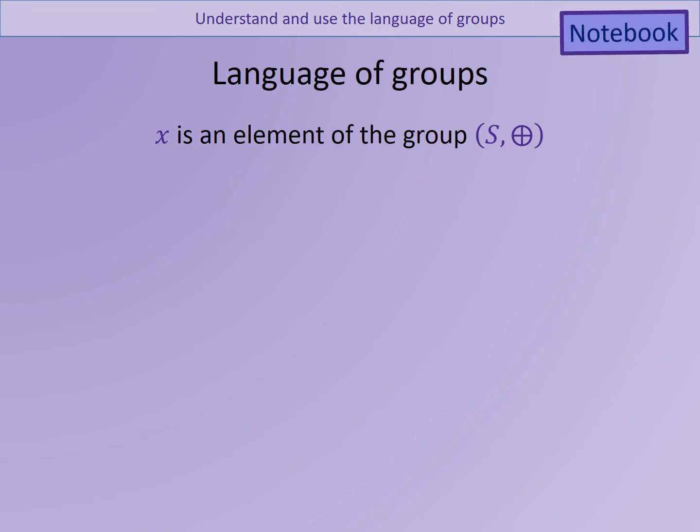Okay, still sticking with notation. x is an element of a group. So x is just some number within the group, any of the numbers within this group. So when you do the set S under the binary operation, circle with a cross, it produces some number. We'll call that x.